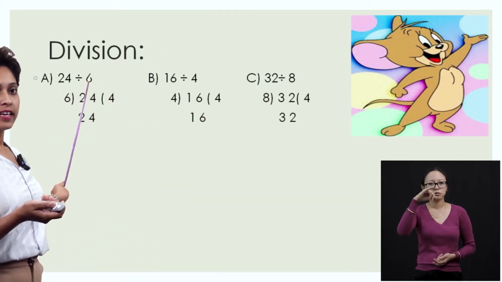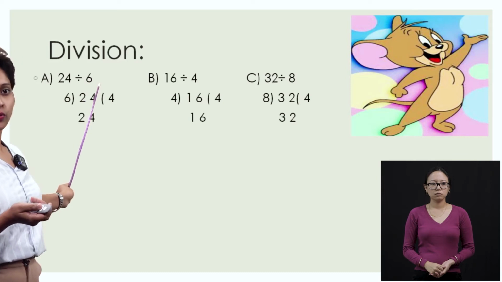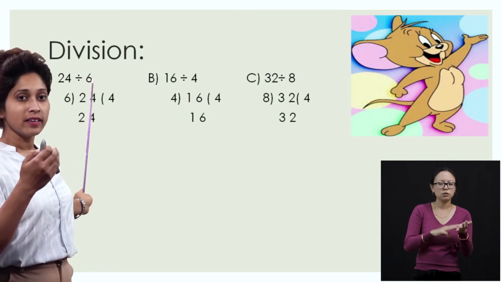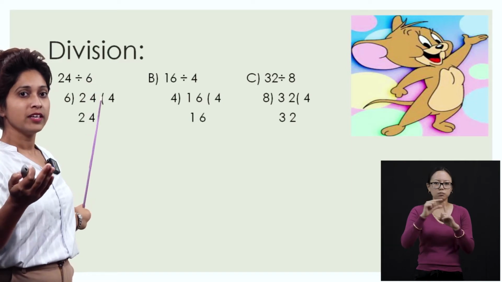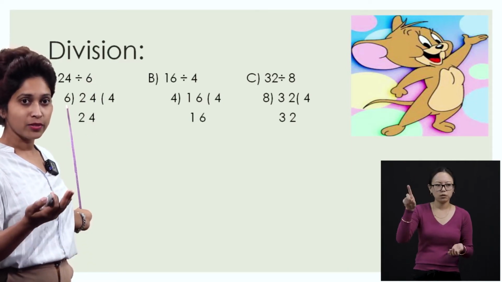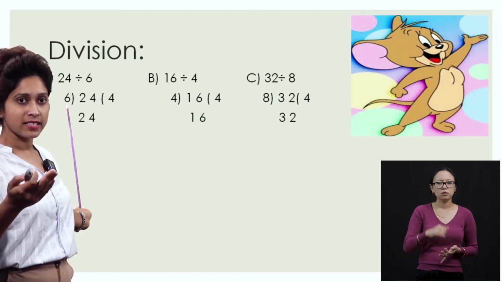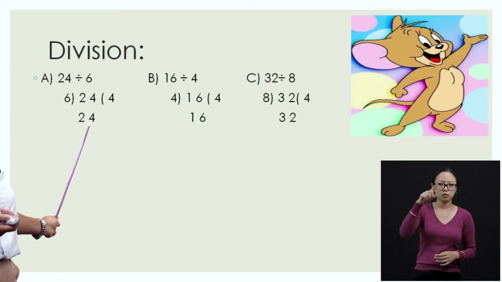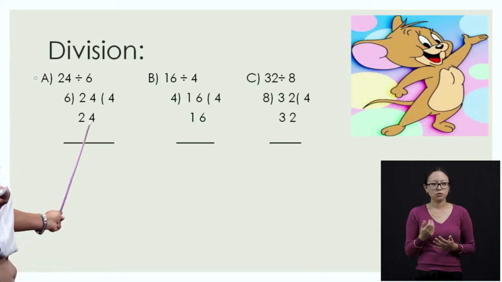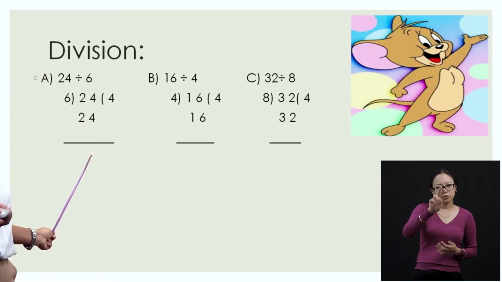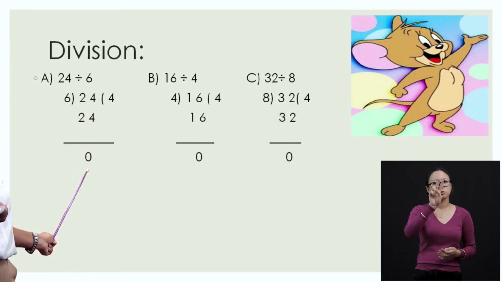24 divided by 6. You all know the multiplication table, right? So how many times do you have 24 in the table of 6? Let's count. We have 6 into 4 are 24, right? So we will put 24 here and then finally you need to do minus. So 24 minus 24 will be 0, right?